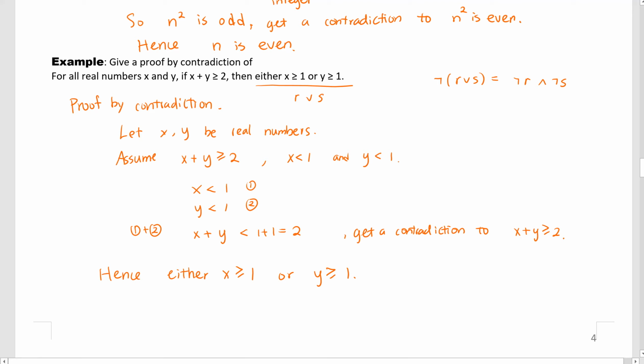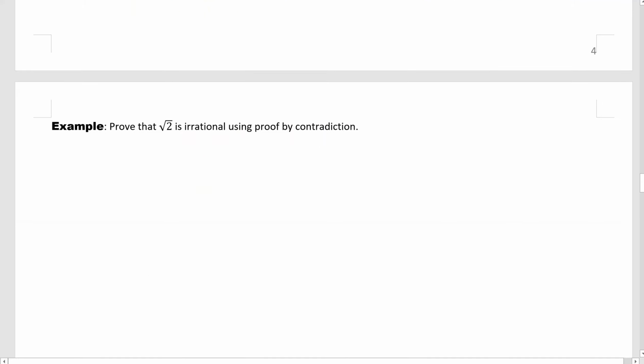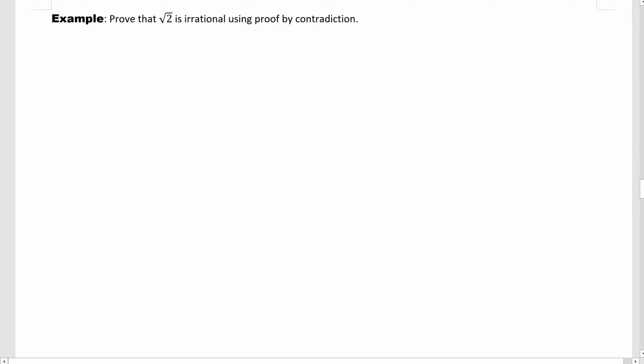Okay, let's continue. Do you have the same answer? Okay, next example. So this example is, I would say, the most challenging example. So let's do it together. Prove that square root of 2 is irrational using proof by contradiction. Now let's see. Write it down. When you use proof by contradiction, please write it down, okay? Then I know that you're using proof by contradiction, not a direct proof.